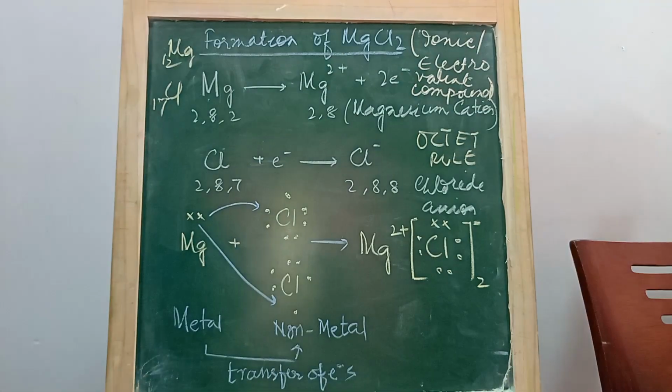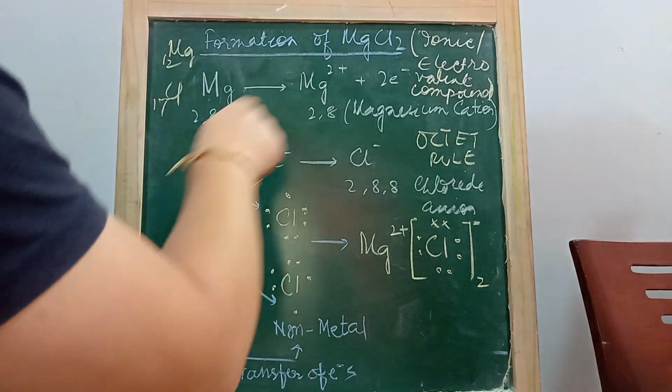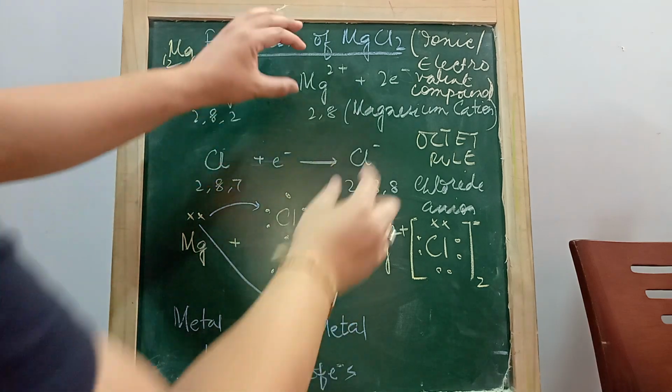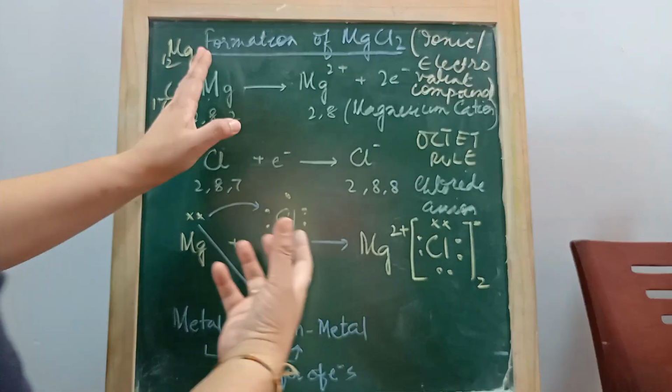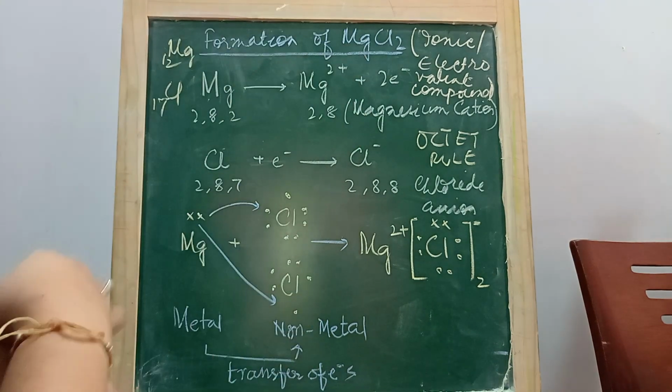Those are stable gases. So chloride ion, which is the chloride anion, is more stable than chlorine. Magnesium ion is more stable than magnesium. So these two are special, more stable species than these two. So let's come to the topic: how magnesium chloride is formed.